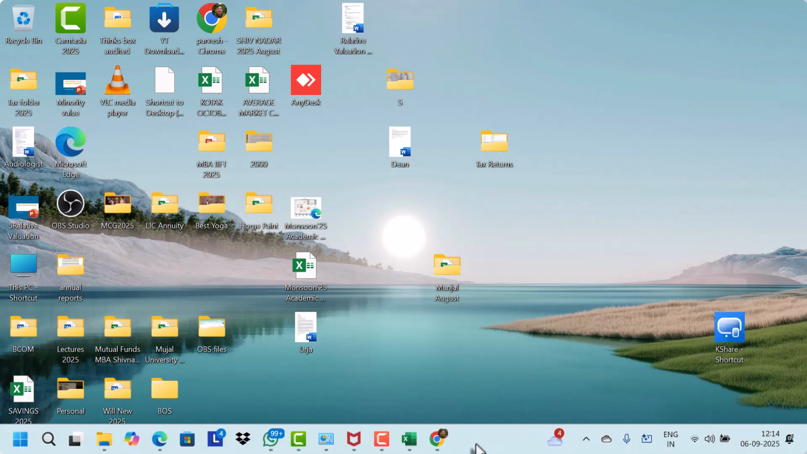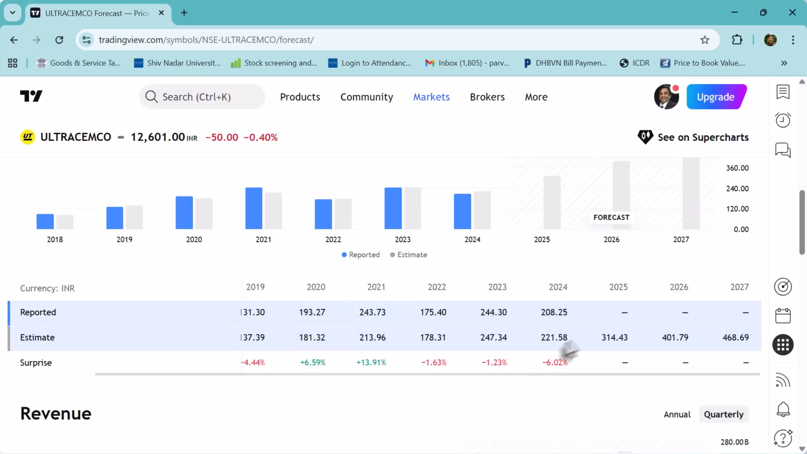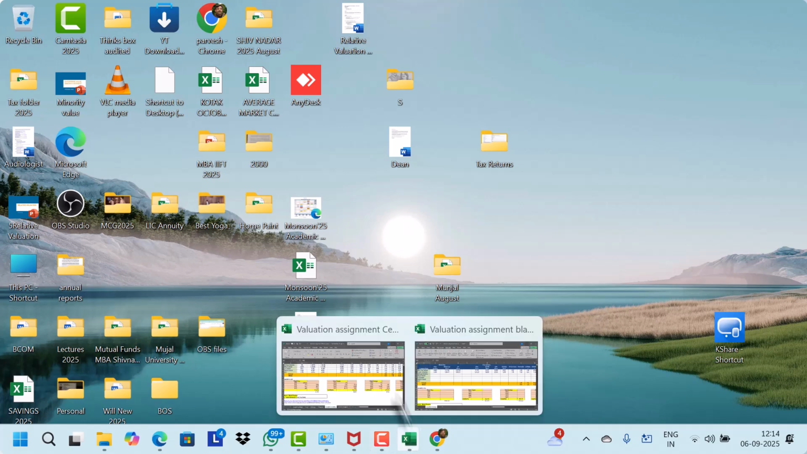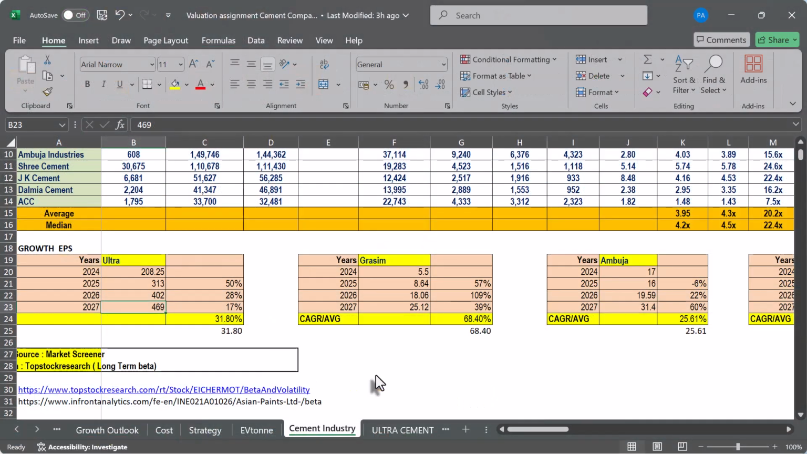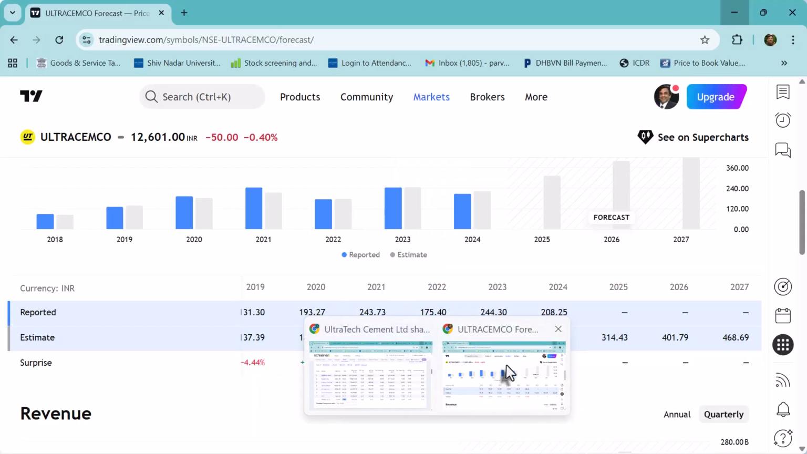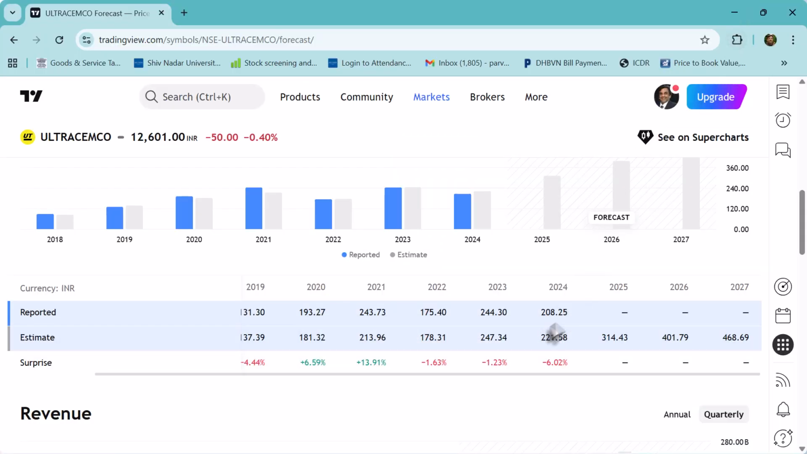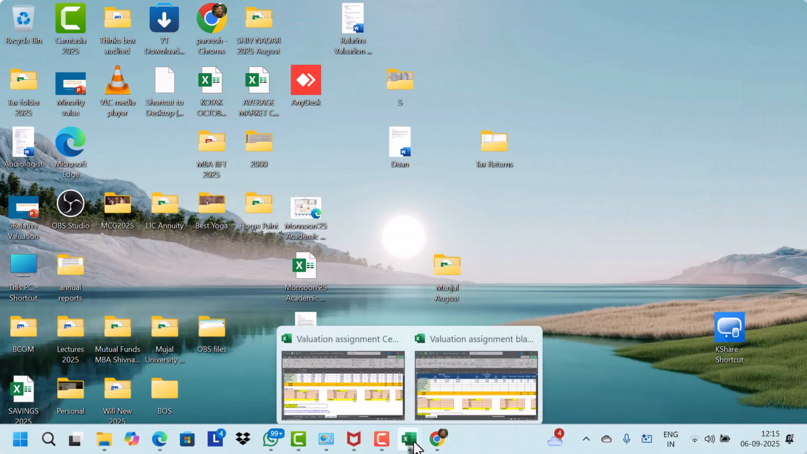2025, the number would have been the same because the number is already declared. So let's just check. It was 314, so the number has not been reported. So 314 is the number. So we take it here, 314. Okay. 2024, it is 208. This is the old number, which has been already reported. So the number would be 208.25. So here the number will be the exact reported number. Rest will be all estimated numbers which you're going to take. Okay. Fine.